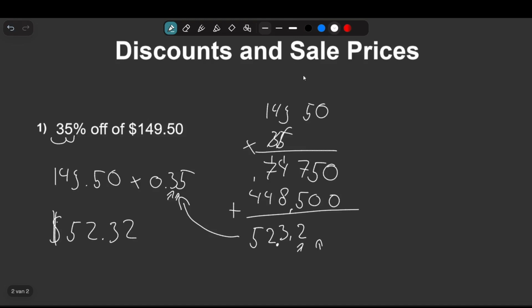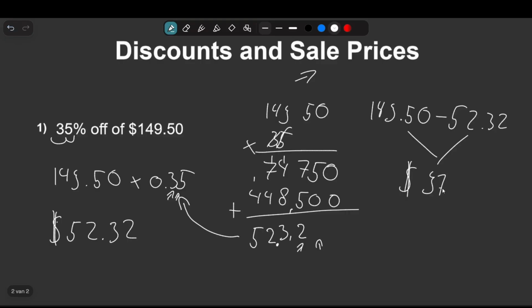We just have to figure out our sale price. Again, to do this, we are just going to take our discount from our original price, and this way we can get to our final sale price. So our original price was $149.50. We're going to do $149.50 minus $52.32. This will give us the answer of $97.18.